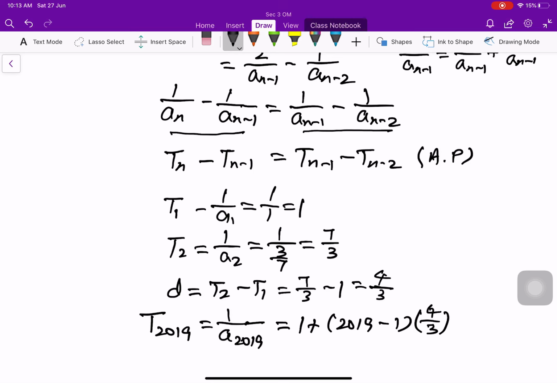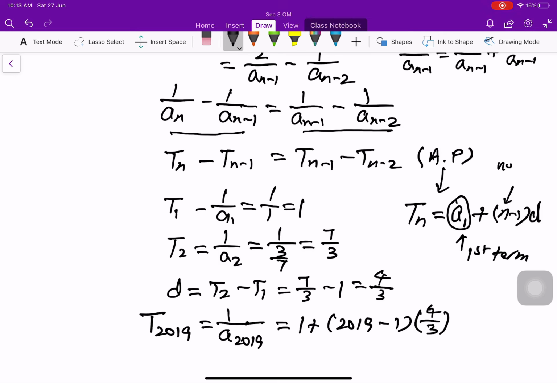Okay, take note, for an AP, the general term Tn is equal to what? It is equal to the first term, A1, plus n minus 1 times d. Okay, take note, this A1 is not the same A1 as before. It means the first term, plus n minus 1. n is the number of terms.